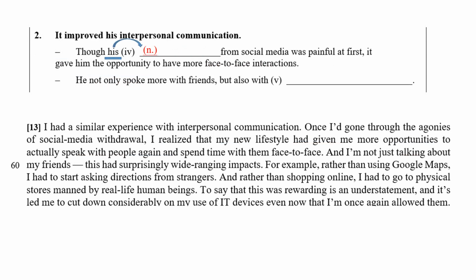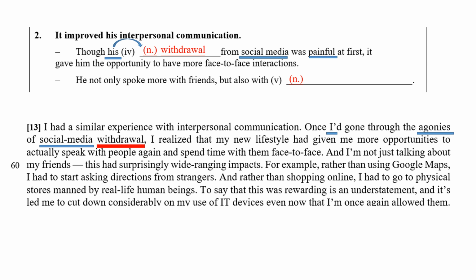Next, his should be followed by a noun because it is a possessive adjective, like his friend, my work, our school, etc. So we should find that I here means his. And then social media. Painful here actually means agonies in the original text. So we find that his withdrawal from social media was painful. So it's the same as I'd gone through the agonies of social media withdrawal.